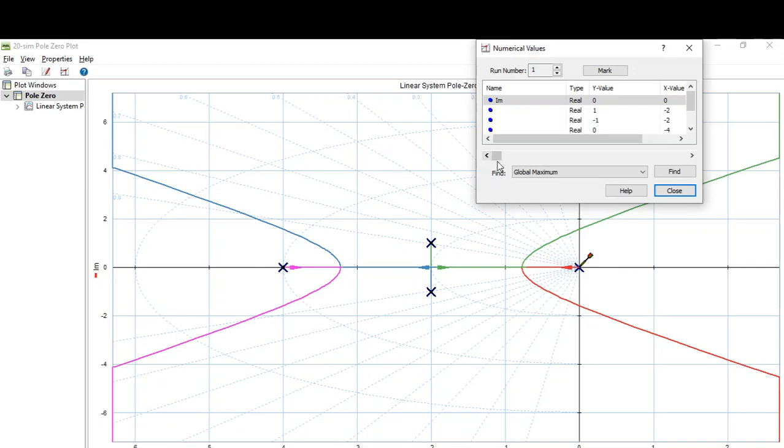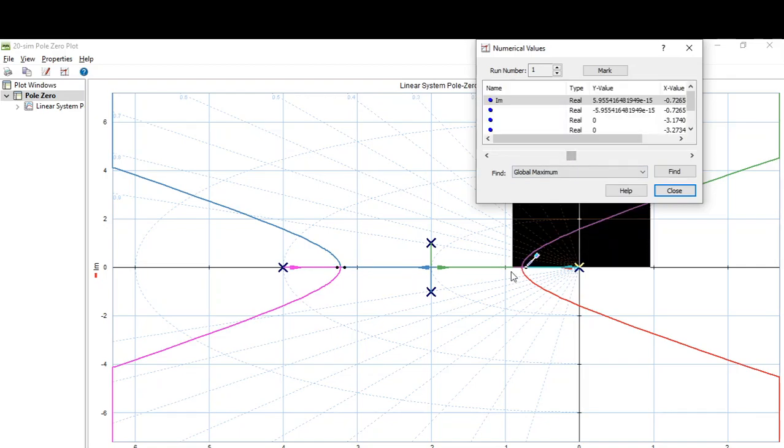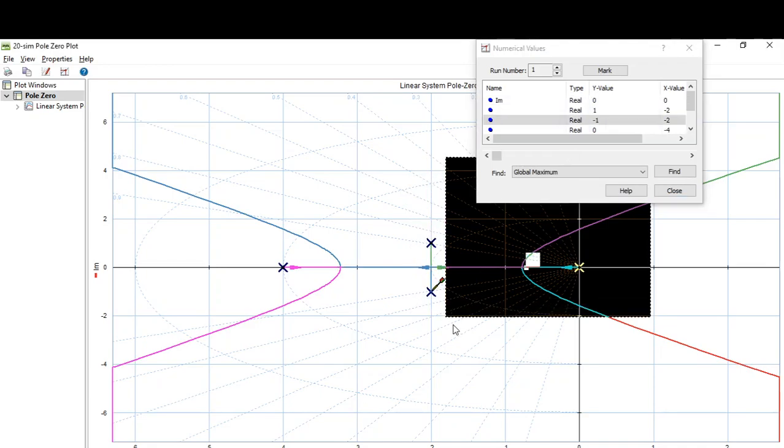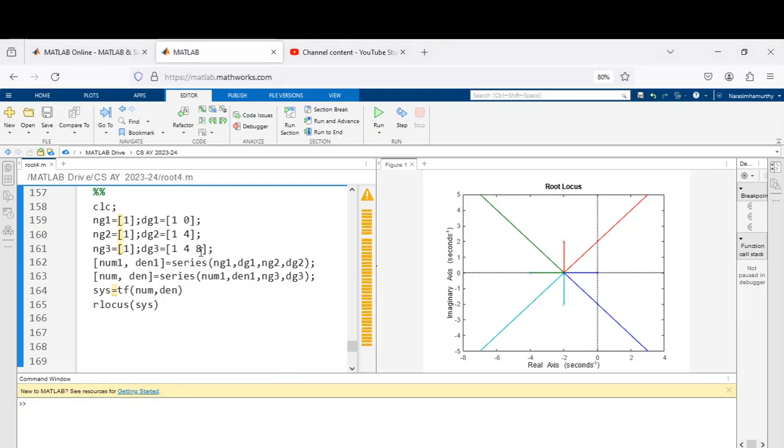See now, as the value of k increases, this is coming, so it breaks first at -2. If I further increase, they are again breaking here. You can see now they break and then they go like this. So you can see the same thing in your MATLAB also. Then this will be not 8, but it will be 5.